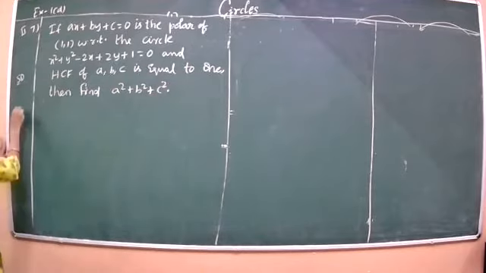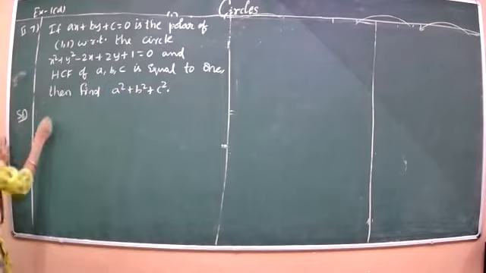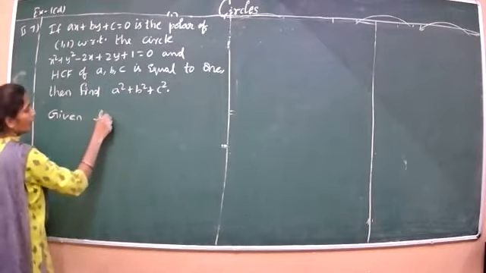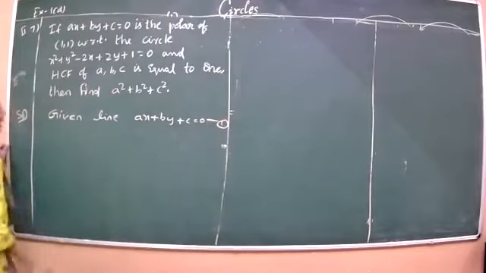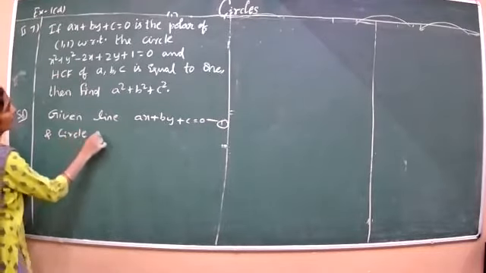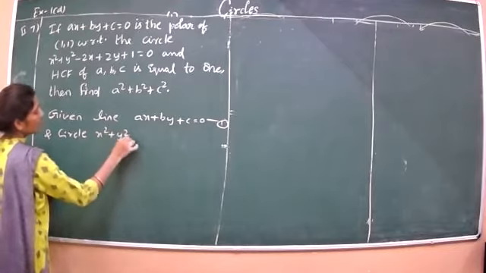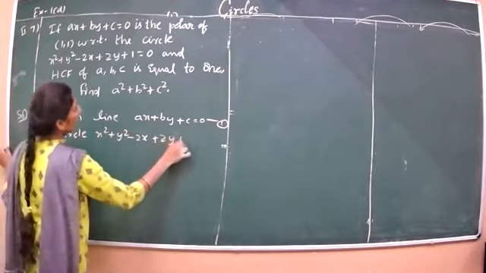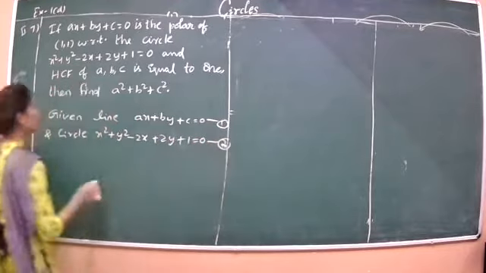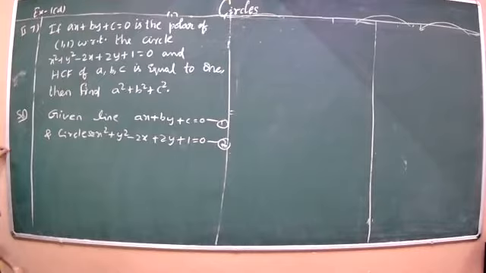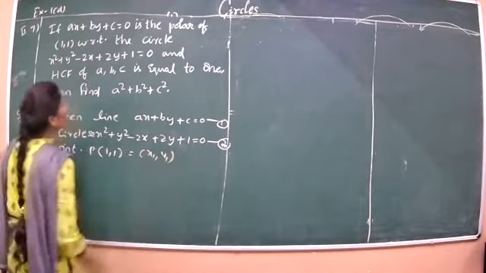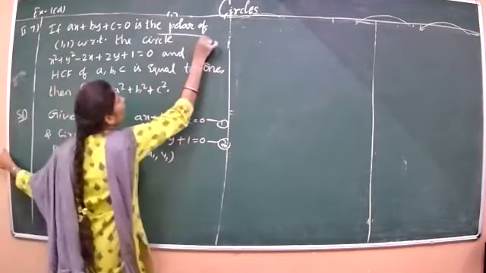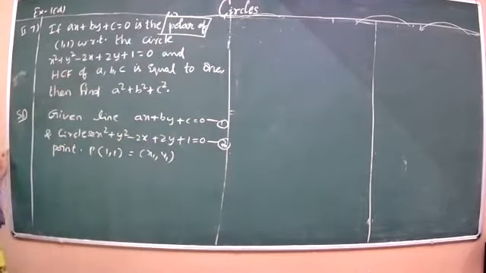Dear children, given equation, given line: ax plus by plus c equal to 0, and the circle. What is the circle? X square plus y square minus 2x plus 2y plus 1 equal to 0. Let us denote the circle with S. And the point is also given. Point is P(1, 1) equal to (x1, y1). Since sir is asking about the polar of (1, 1) with respect to the circle, let us find the polar.